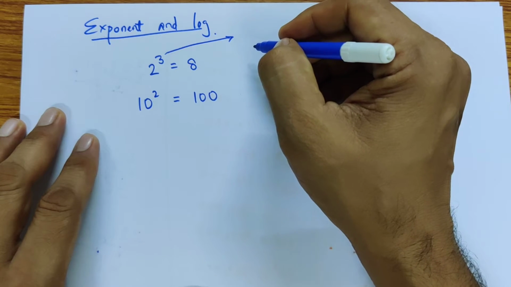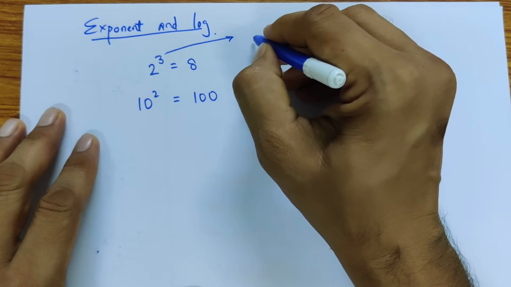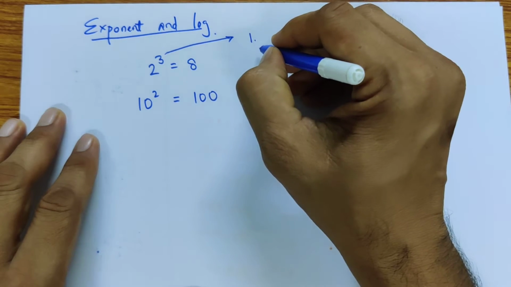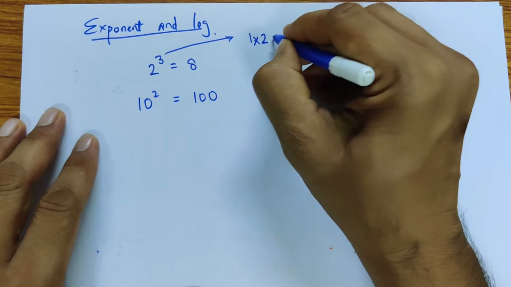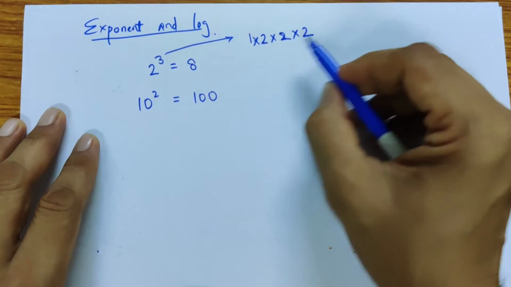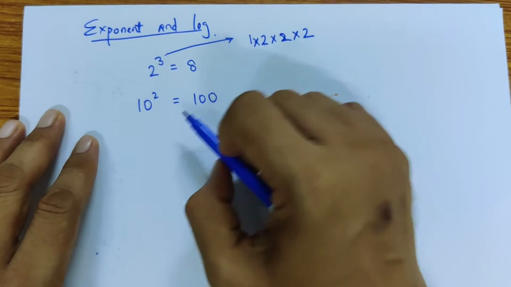So what is the power representation? The definition is that you start with the multiplication identity and you multiply it by 2, 3 times. So that's what this means. 2 cube means this, 10 square means this.